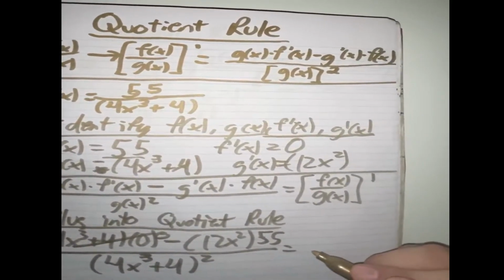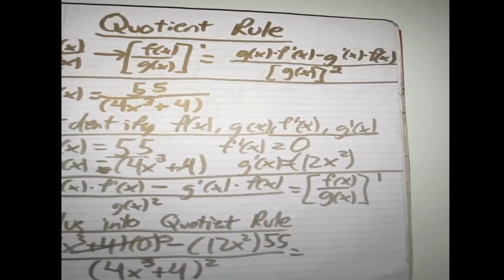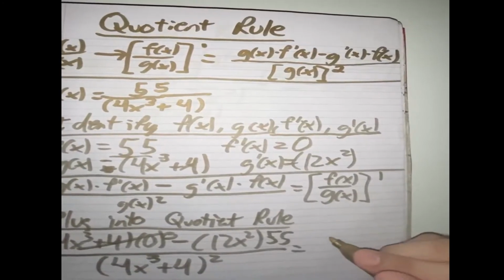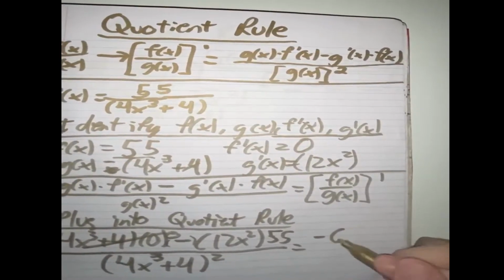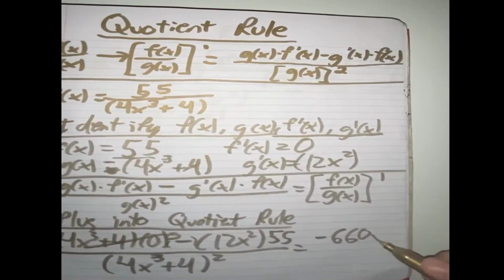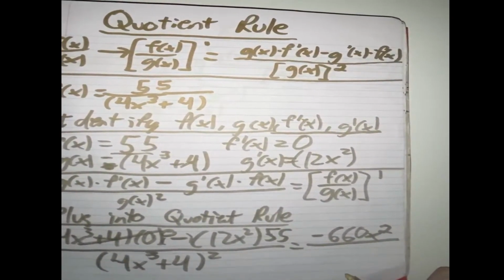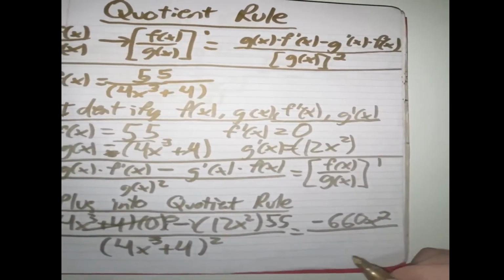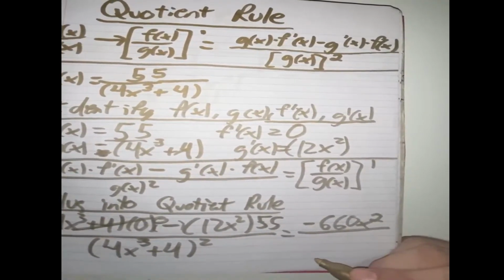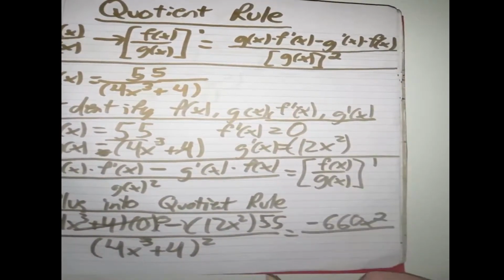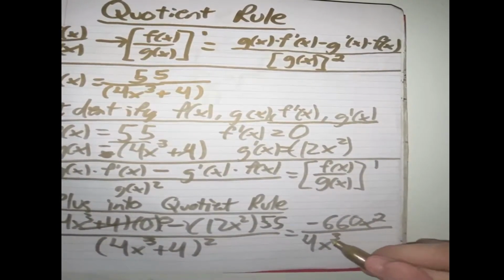Then 55 times 12 is equal to 550. 550 plus 110 is 660. And we have a negative sign right here that we have to keep into account. So this would be negative 660 x squared over, in our denominator, you don't have to square it out. It's not necessary. In fact, I would say it's even more proper to leave it as g of x squared rather than foiling it out. So I'm just going to go ahead and leave it as g of x squared.